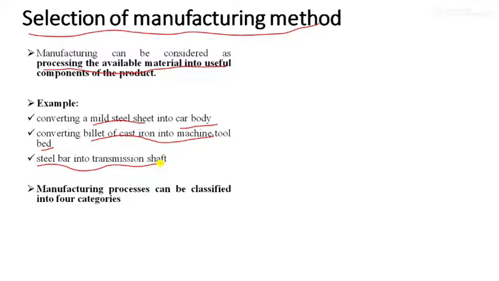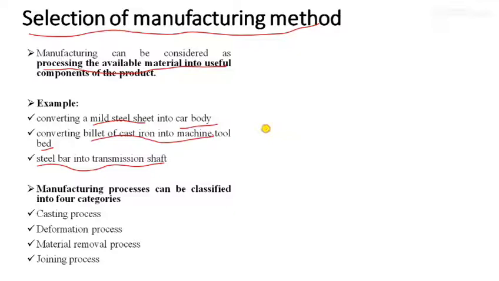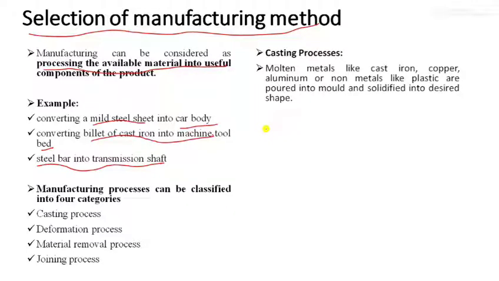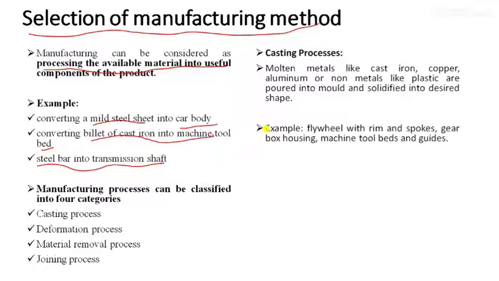Now manufacturing processes can be classified into four categories. First is the casting process, second is deformation, third is the material removal process, and the last one is the joining process. Now what is the casting process? Molten metals like cast iron, copper, aluminum, or non-metals like plastic are poured into a mold and solidified into the desired shape. So this process is nothing but a casting process. Let us take an example: flywheel with rim and spokes, gearbox housing, machine tool beds and guides, etc. are some of the examples in machine design elements which are manufactured by using a casting process, right?